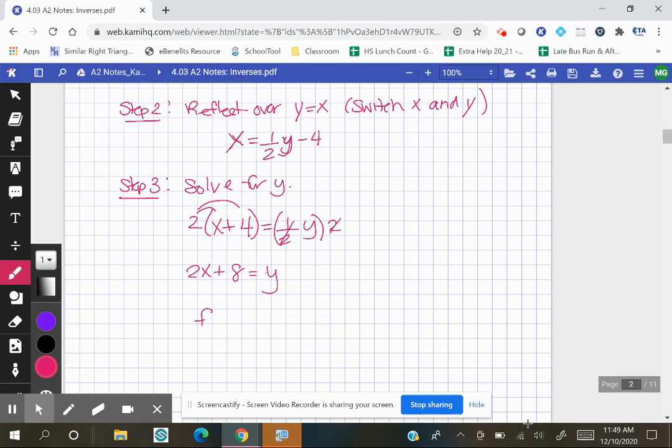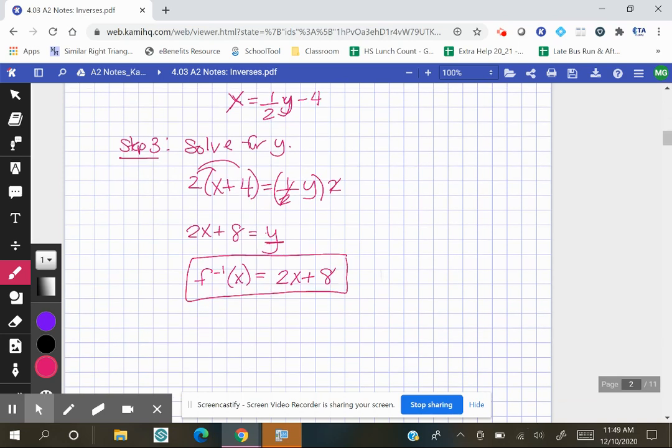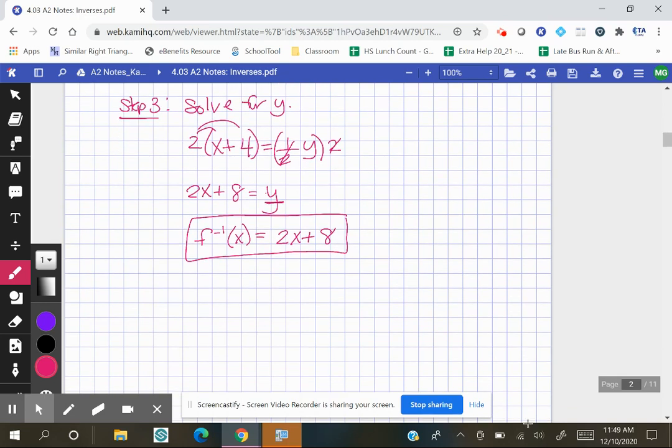And then I'm going to rewrite it, and I'm going to use my inverse notation, which is f raised to the negative first of x. Now I know that can be confusing because we've talked about negative exponents meaning to flip it and take the reciprocal, and that's not what this means. Inverses are not the reciprocal. This notation just means inverse, which means reflected over the line y equals x. And so I just took out this y and replaced it with f negative 1 of x, and that is my inverse.